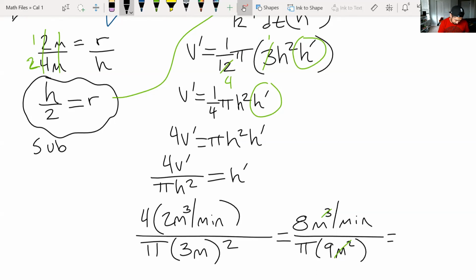And now the rest we type in our calculators. So let me see. 8 over just 9 pi, right? 8 over 9 pi, yes. So I get 0.283 meters per minute.